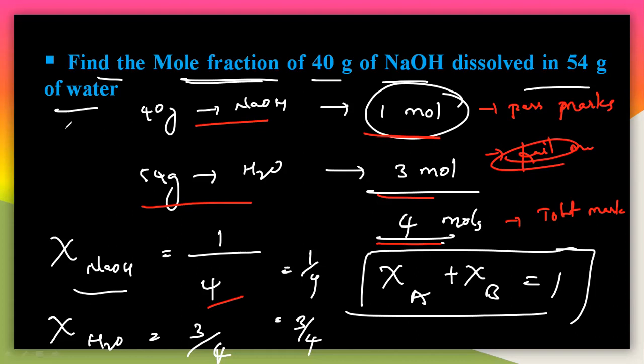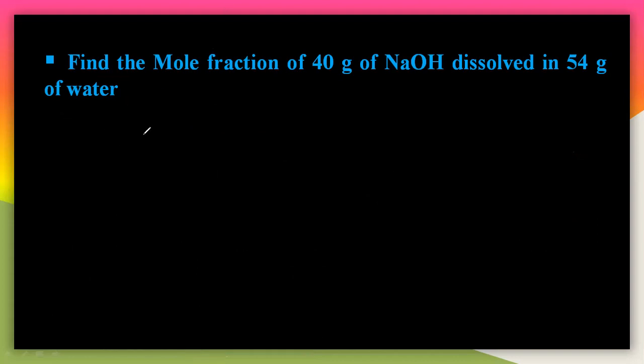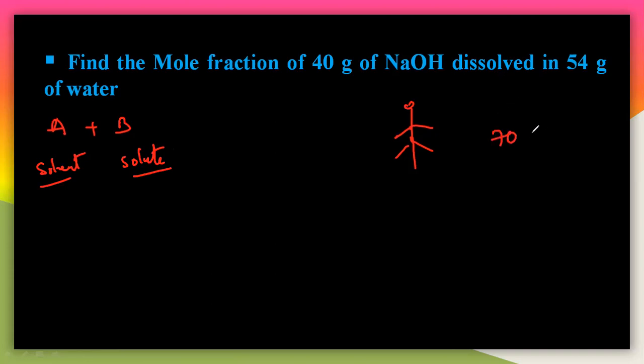So let us take a simple example. I have taken A and B. A is a solvent, and B is a solute. In the same way, I have taken one person, and he is getting marks in a particular subject, in chemistry. Let us say he got 70 marks out of 100.